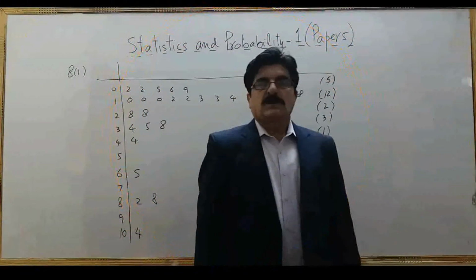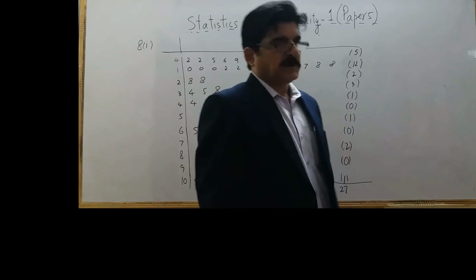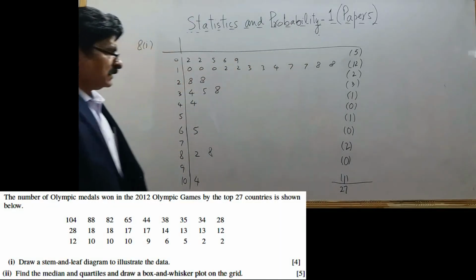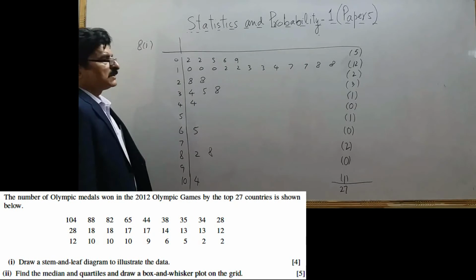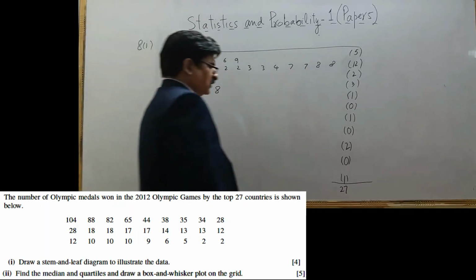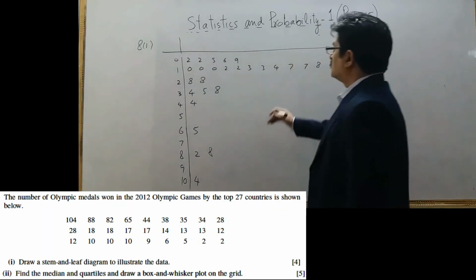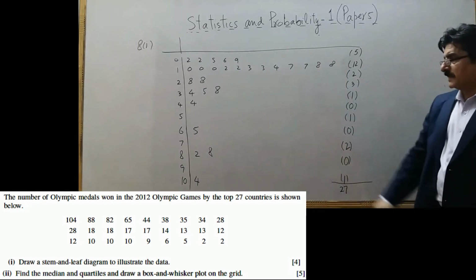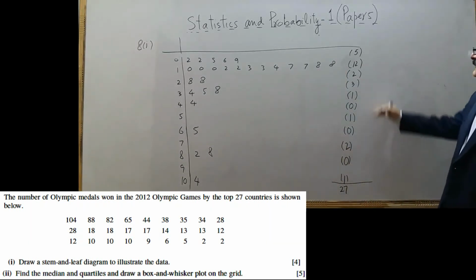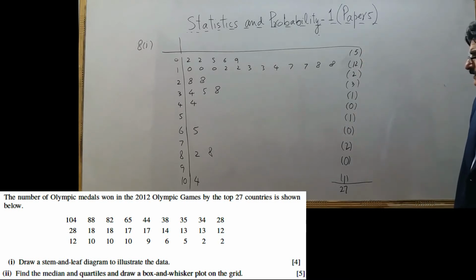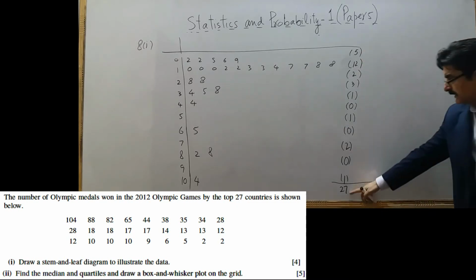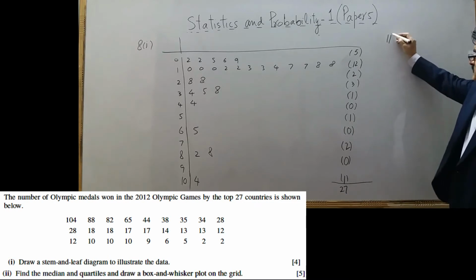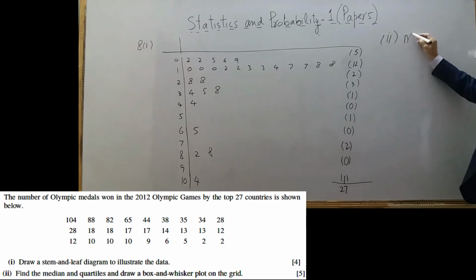Thank you. Okay, we have the next question, 8, a past paper question. Read the question please, go through the data. You know now how to draw a stem and leaf diagram. So I have drawn it, I have saved your time. Now here we have total values, and total values are 27. In the second part we are asked to find the median.